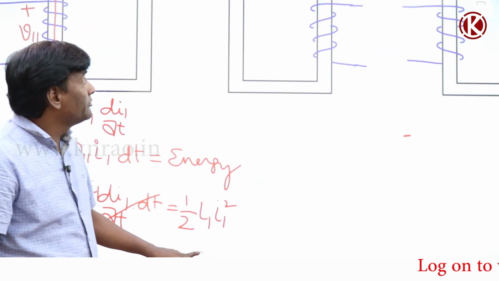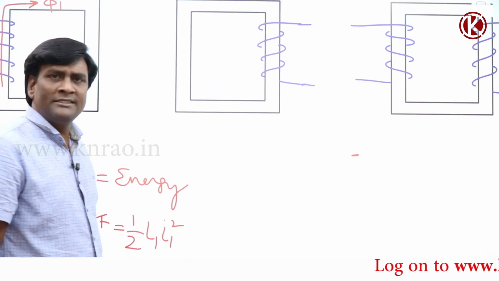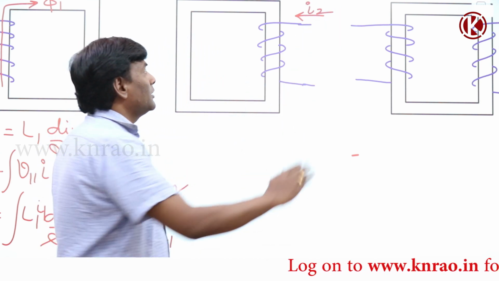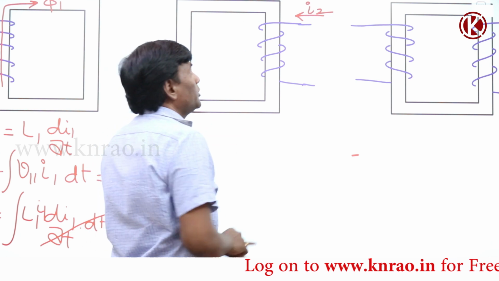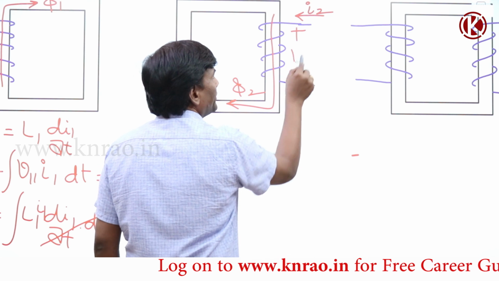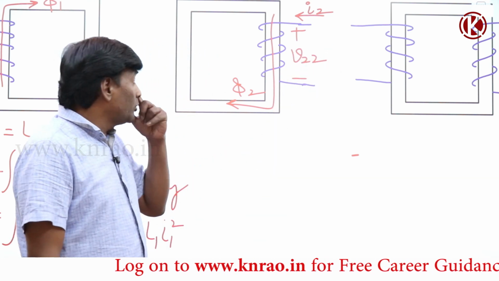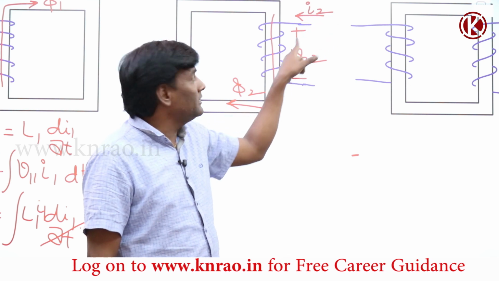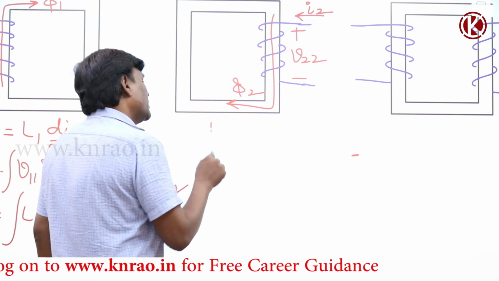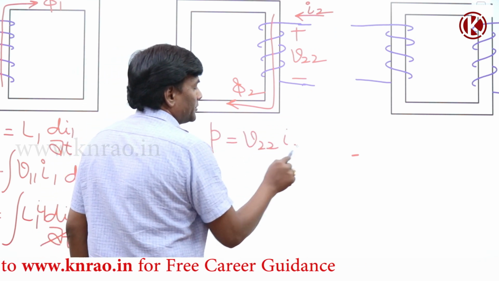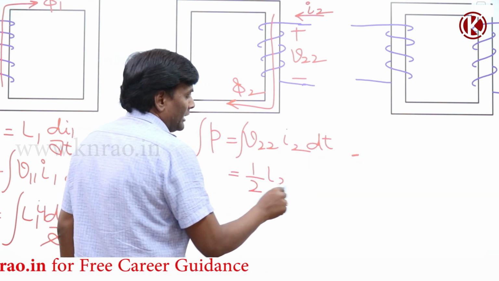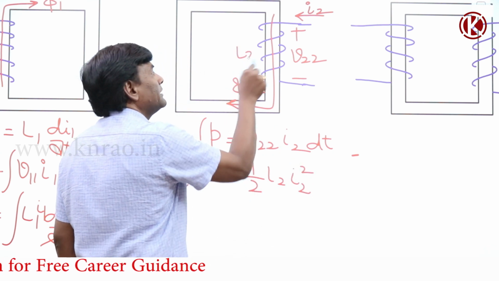Now let us think of this inductor. It is the same. Let me think of I2 is entering here. If I2 is entering here, you know right hand thumb rule, so flux is going to be in downward direction. So this is phi 2. Induced voltage, self inductance only. Let me think of V22. Because of current variation at the entry of the current, I am keeping the plus. So V22 into I2 is going to be power absorbed. If I integrate this, I am going to get energy stored. That is going to be half L2 I2 square, if I think of this as L2.